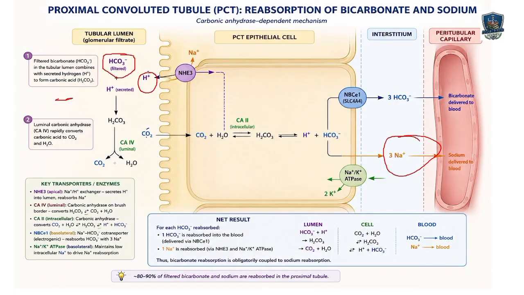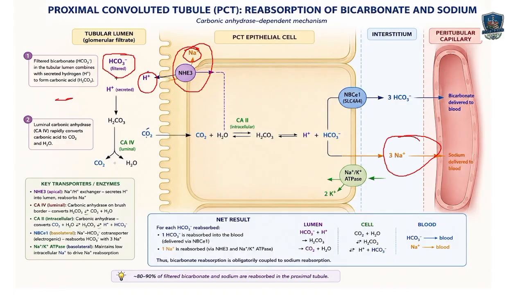Now, let's begin. What happens? We have this exchanger here. We call it the sodium hydrogen exchanger. What it does is bring sodium inside the PCT epithelial cell and take hydrogen ion outside.